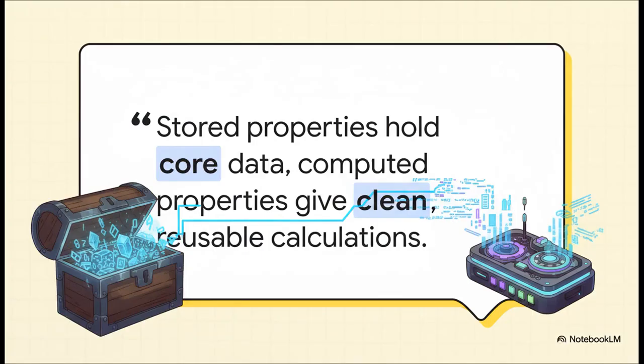Stored properties are for your core, essential data, the stuff that defines your object. Computed properties are your helpers. They give you these convenient, reusable, and always up-to-date ways to work with that core data.